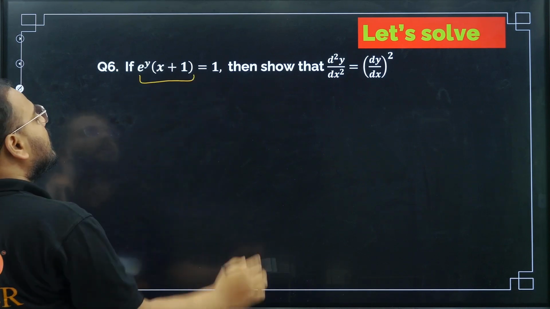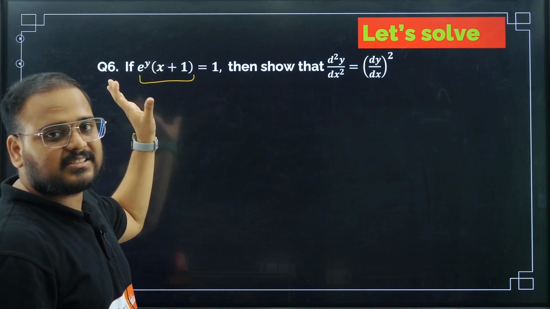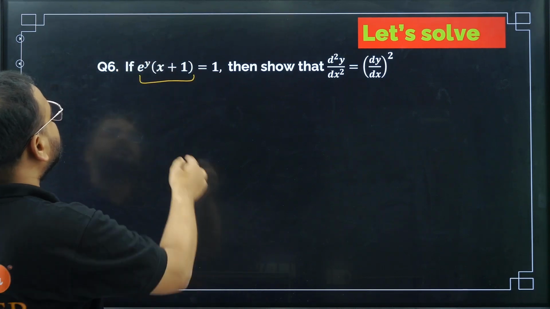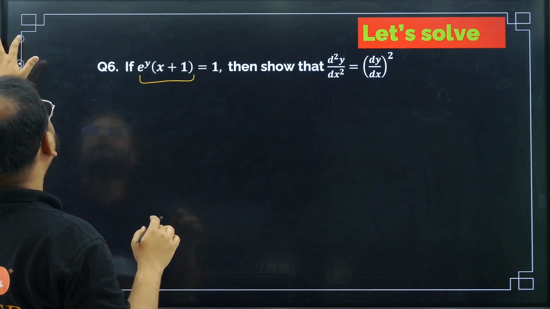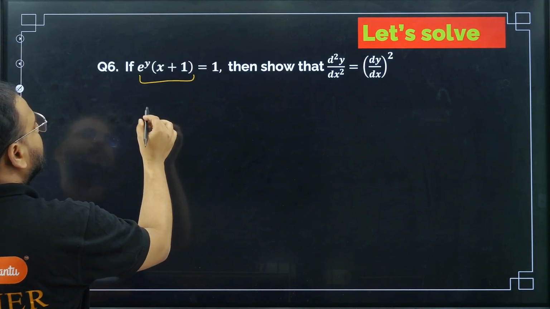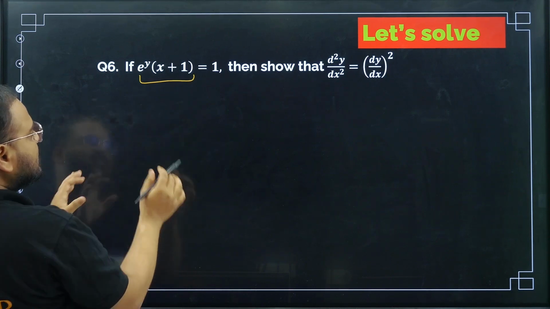This is my implicit function, because I cannot write y directly. I cannot have just y as the subject. I will not be able to separate it directly over here. So how will I write this question? Please check. I'll do the differentiation over here.